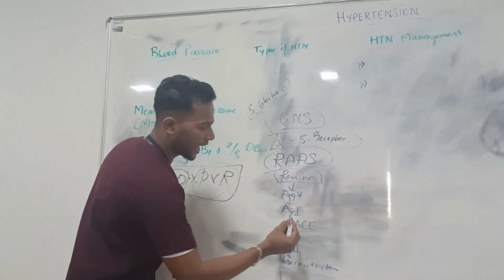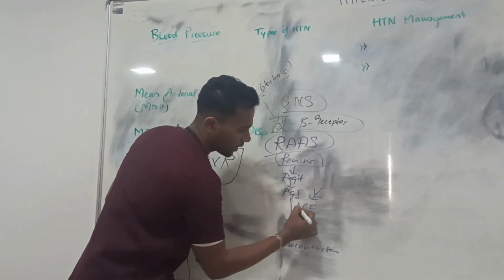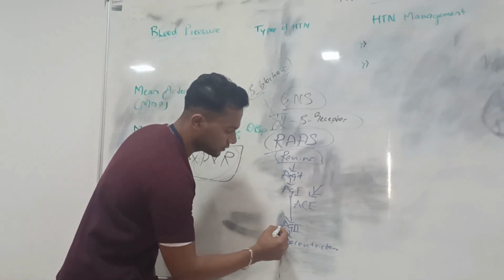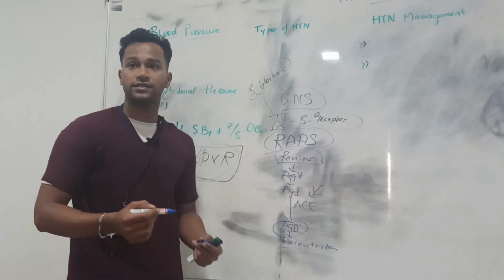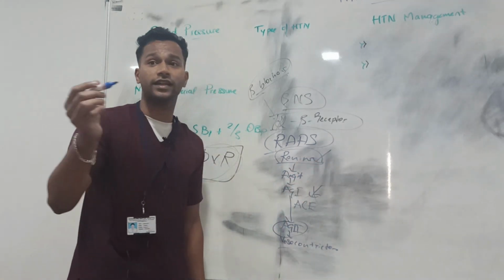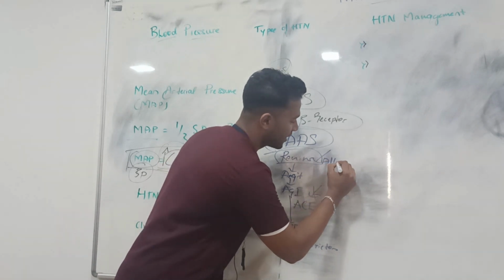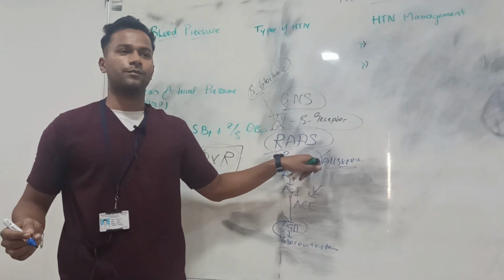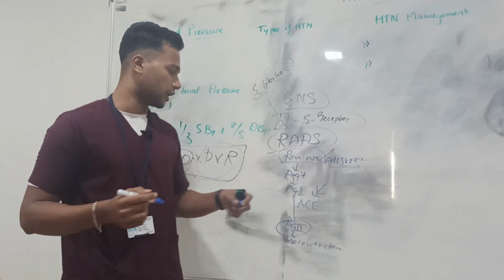Again, for hypertension management, we need the drugs which act on RAS. So we have ACE inhibitors. Then we have ARBs, angiotensin receptor blockers, that will block the receptors of angiotensin 2. Then we have direct renin inhibitors. That is a very latest one, aliskiren. This was FDA approved in 2007. The studies are still going on for this drug.